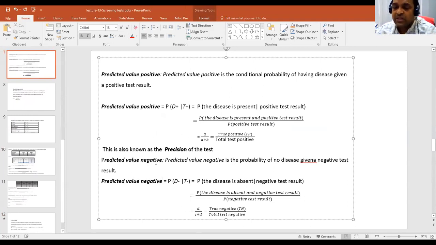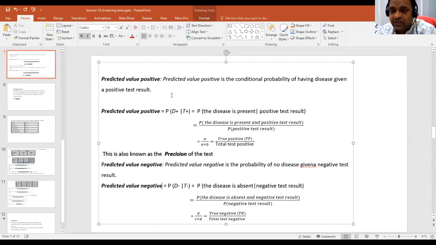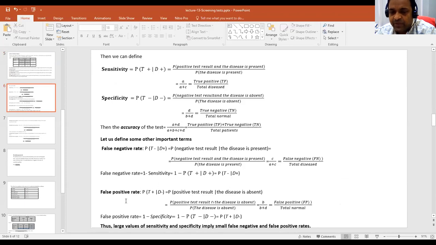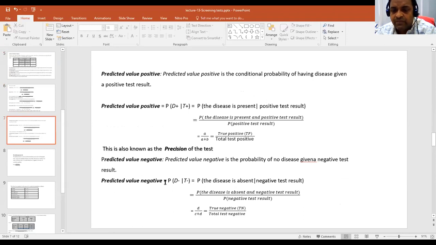When somebody actually does not have the disease, the test also will be negative. That is called predictive value negative. We can calculate it by true negatives divided by total test negatives: how many individuals got a negative test result. So that is the true negatives, D, over the total test negatives, C plus D. So D divided by C plus D gives you the predictive value negative.